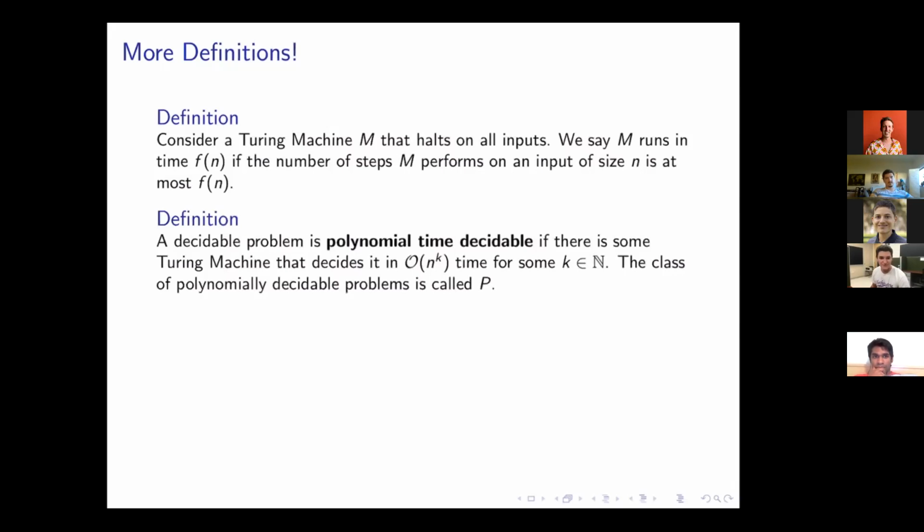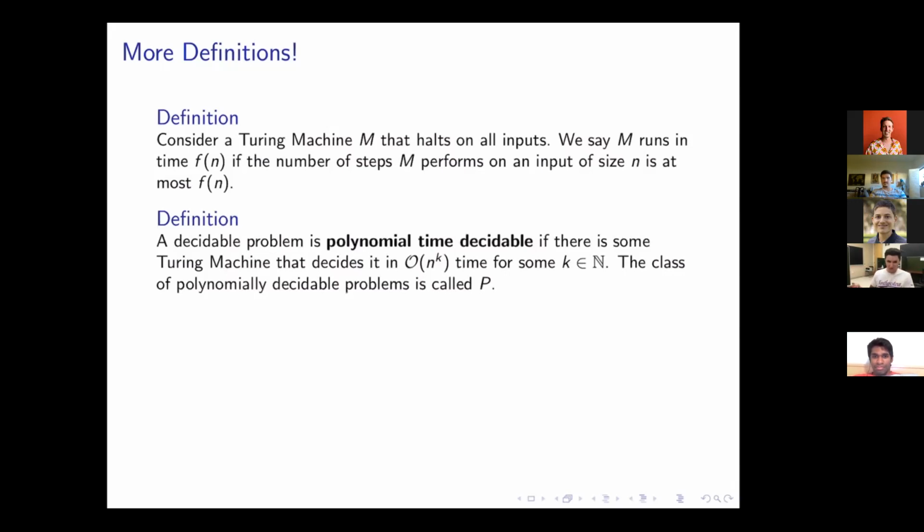So given that, we can finally define what P and NP are. We say a decidable problem, something that has a program to decide it, is polynomial time decidable if there's a program that decides it in, namely, polynomial time. These are not necessarily creative names.